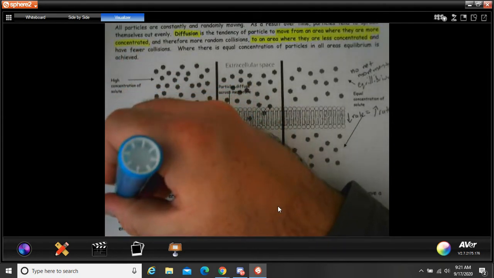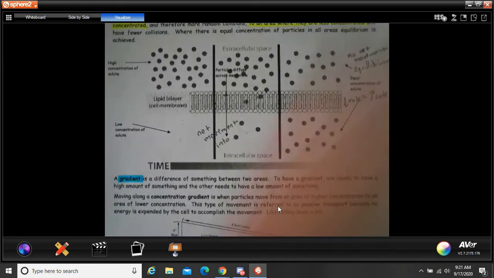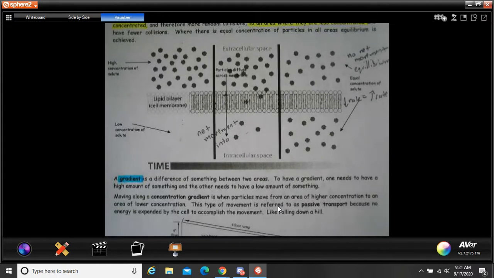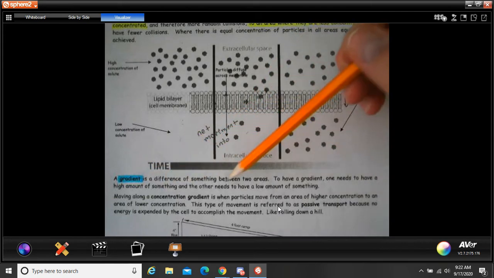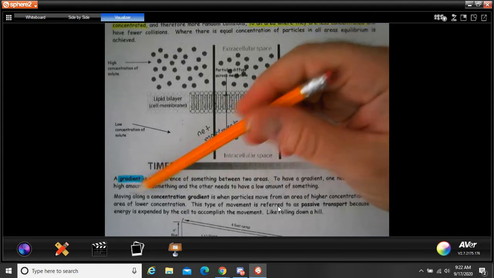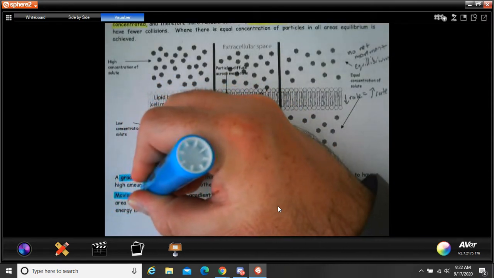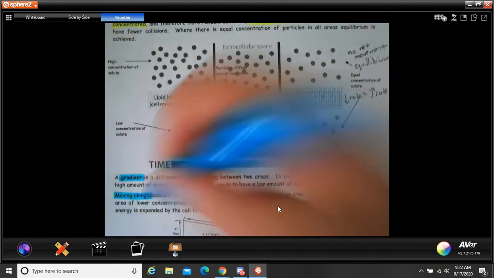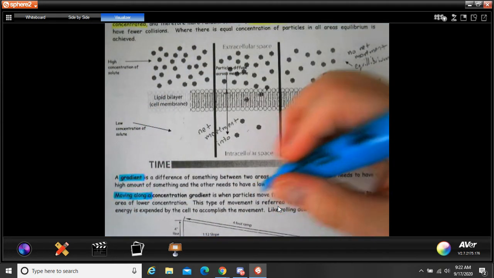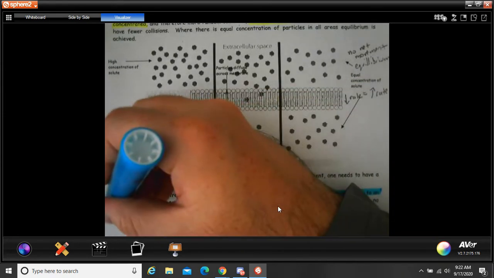So a gradient is a difference between two things, three things, or just something between at least two areas. To have a gradient, one needs to have a high amount of something, and the other area needs to be a low amount of something, or nothing, which would be a low amount. And moving along a concentration gradient is something that occurs when we talk about diffusion and osmosis. So moving along a concentration gradient means that things are moving from an area of high concentration to an area of low concentration.